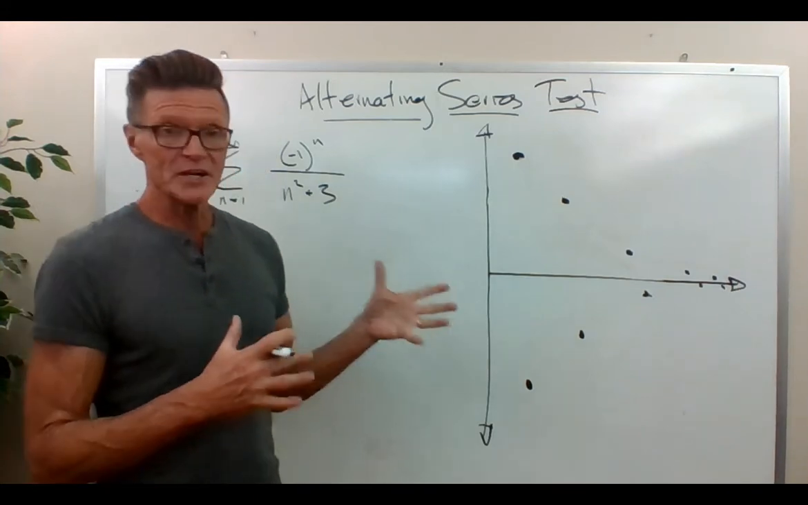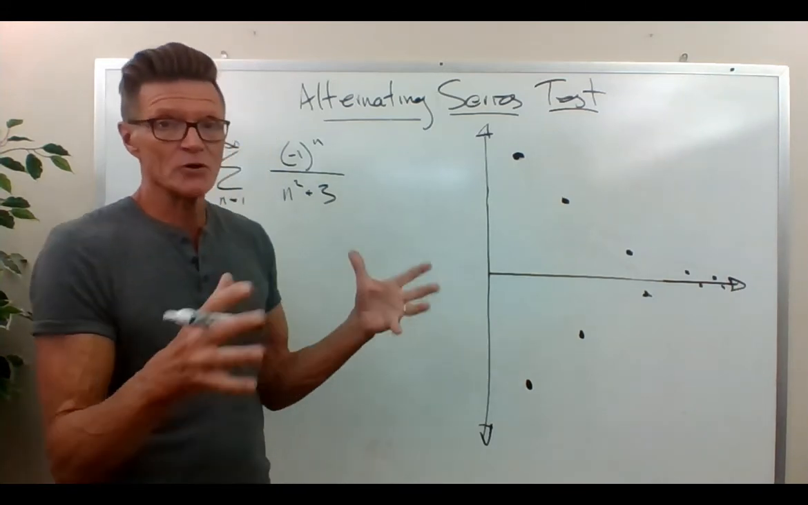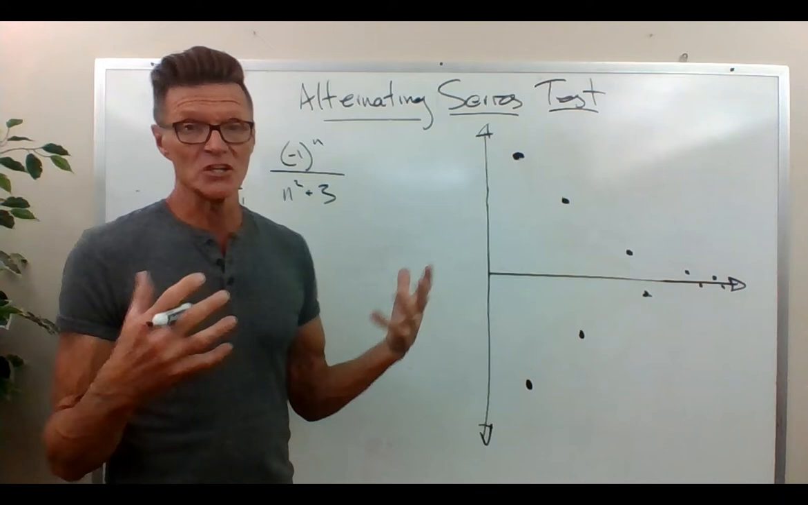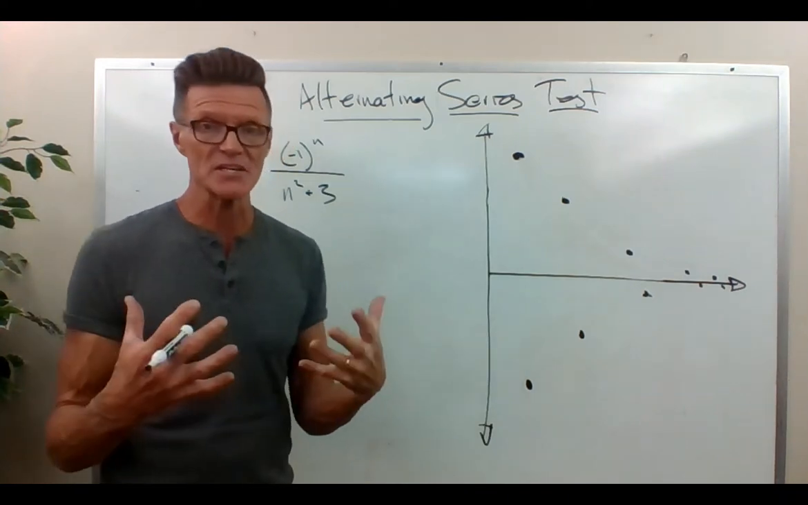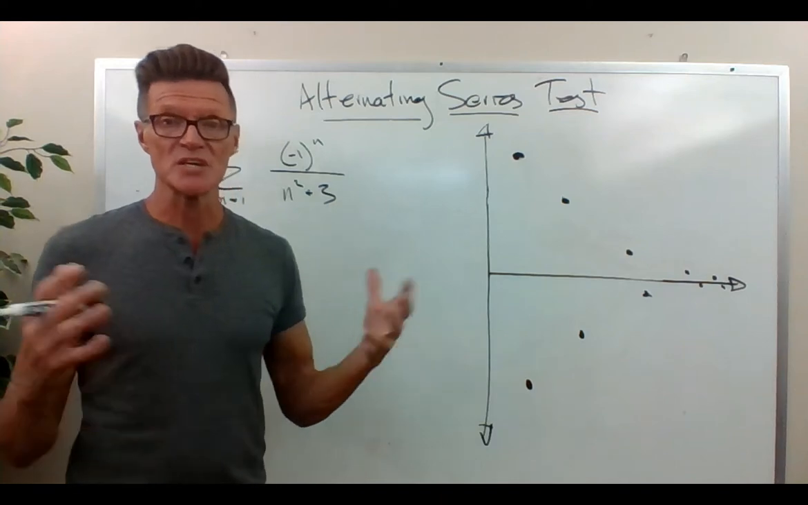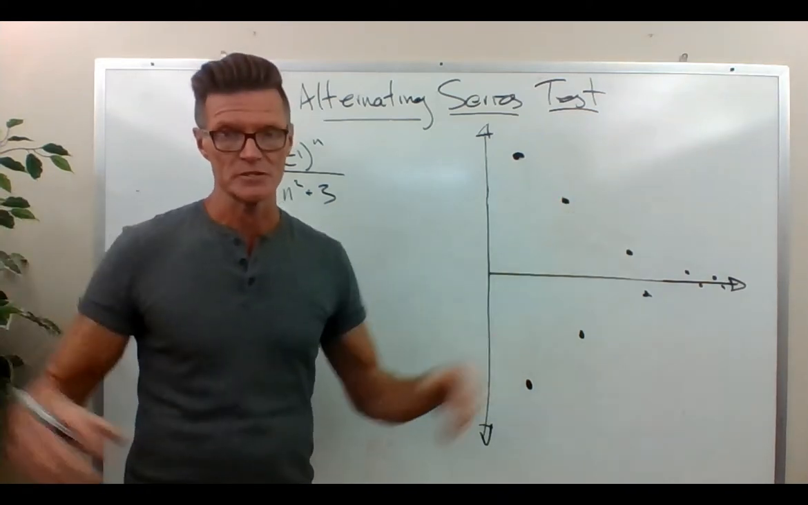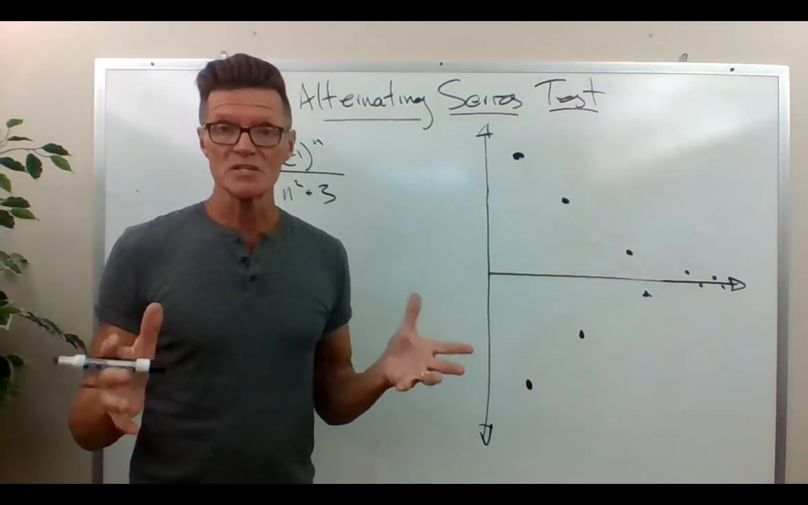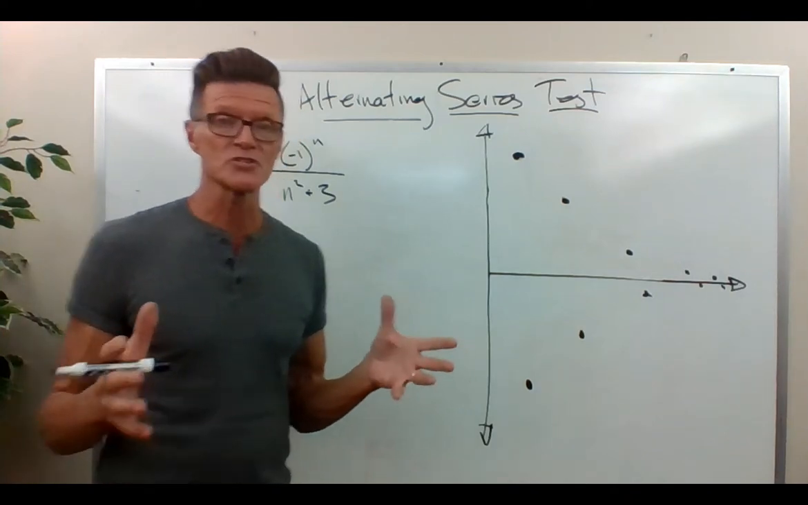And so what we want to do is determine how we can analytically come up with a test that will tell us if this alternating series is actually going to converge or if it's going to diverge. And so that is the alternating series test. And there are two parts to the test.